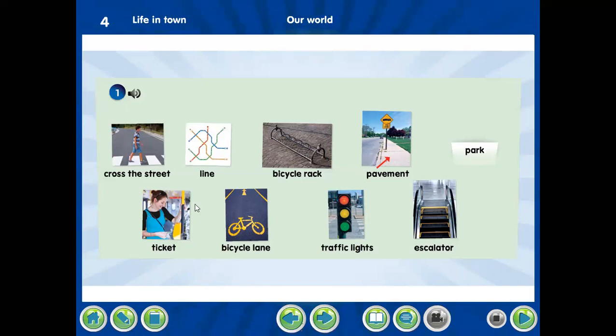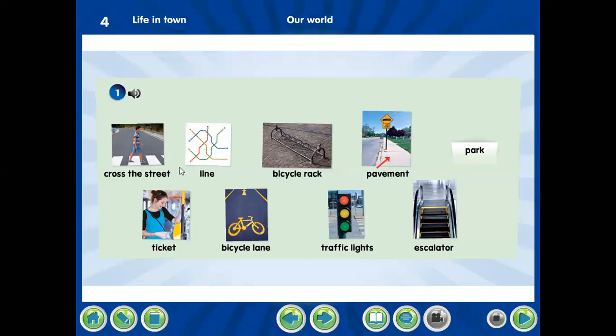Let's see. Christopher, please. Christopher Miguel, read the vocabulary, please. Okay. Yes, teacher. Cross the street. Line. Bicycle rack. Pavement. Park. Ticket. Bicycle lane. Traffic lights. Escalator. Thank you, Christopher. Good. Again, payment. Okay. Payment. This is the word, okay?